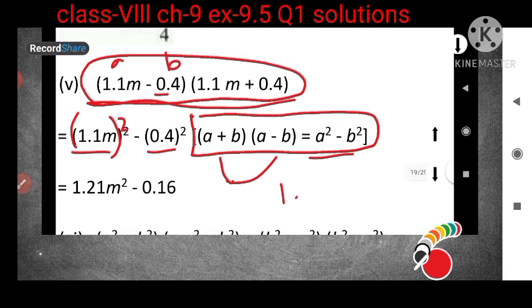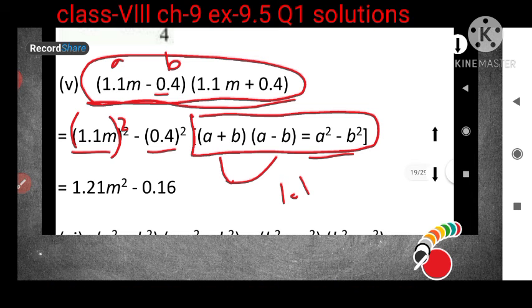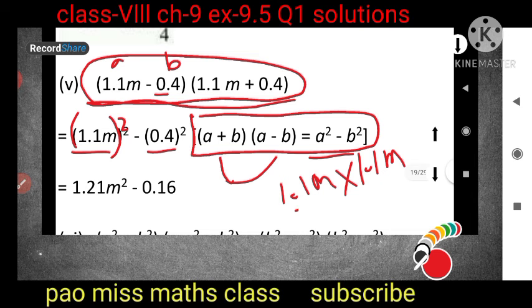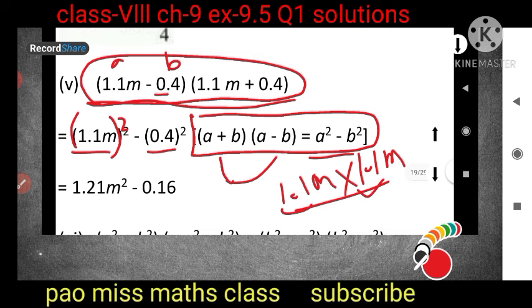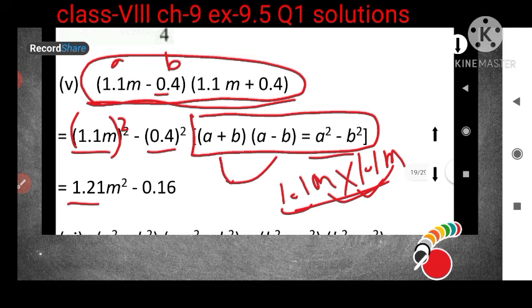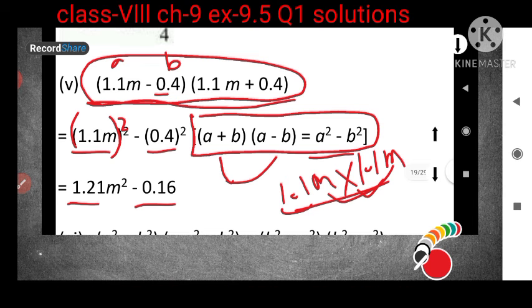Now 1.1 m square means 1.1 m into 1.1 m. They are multiplying two times, so 1.1 multiplied by 1.1 gives 1.21, and m into m is m square. Then 0.4 square is 0.16, so it is minus. So this is the answer for question number 5.